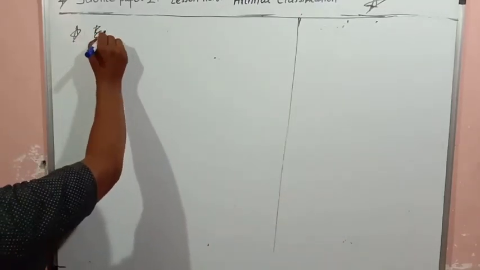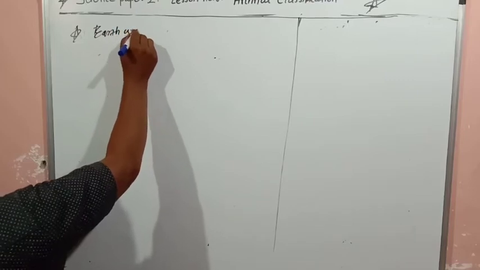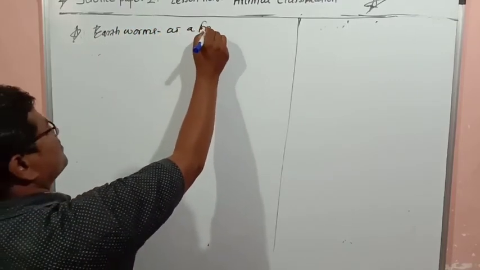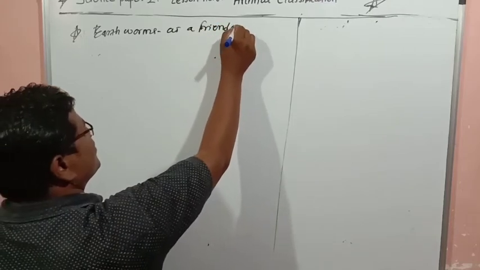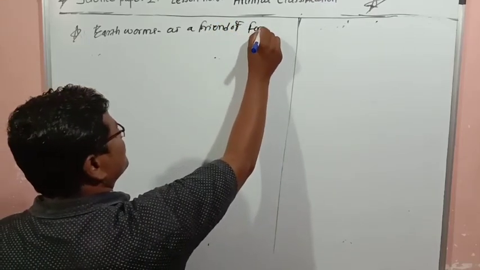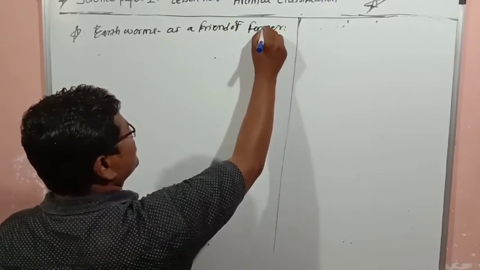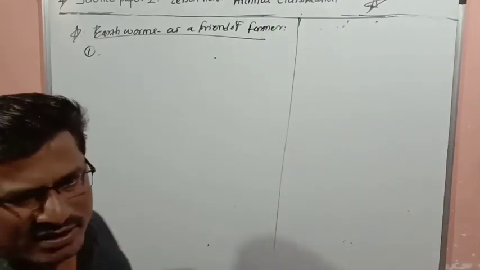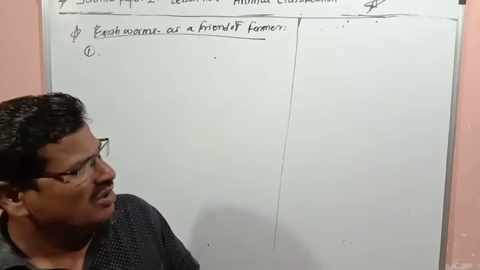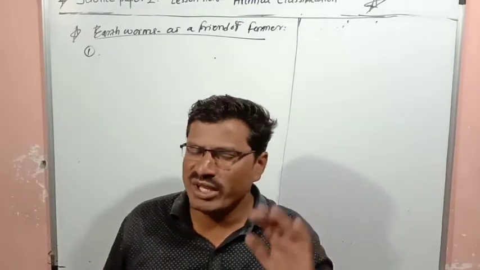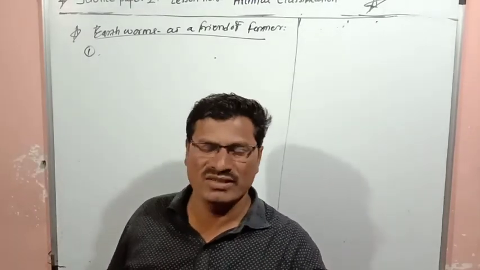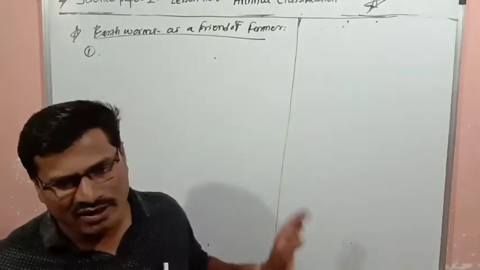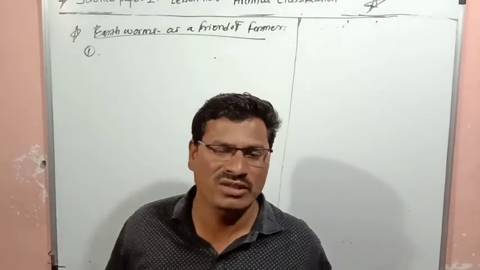Earthworms as a friend of farmer. Why is it called a friend of the farmer? So 2-3 reasons are there for that. Earthworm is a burrowing animal. It is living inside the soil. Burrowing habitat is there. Another thing is there, it is loosening the soil.